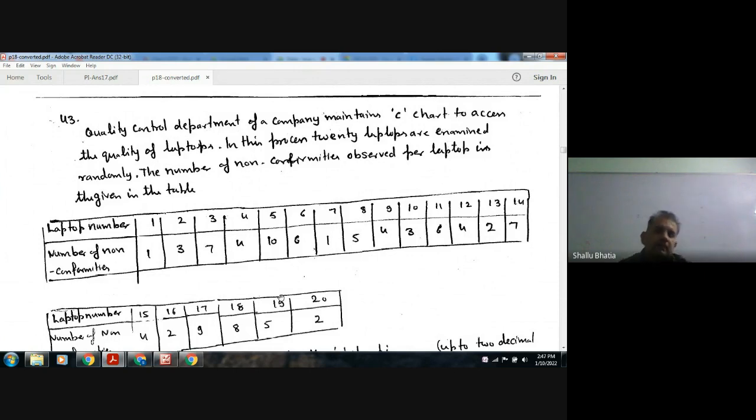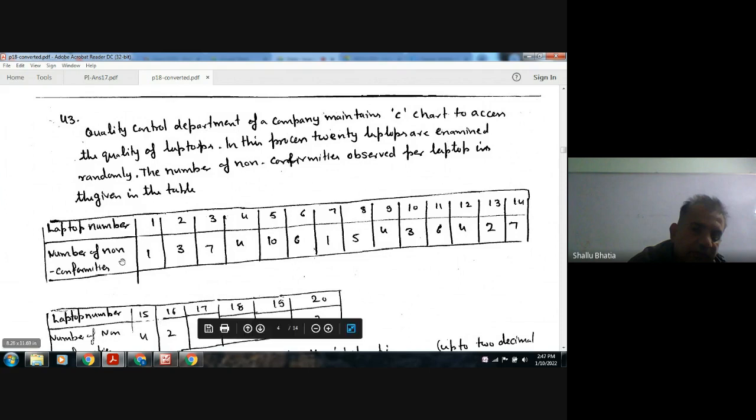Next, the quality control department of a company maintains a C chart to assess the quality of laptops. In this process, 20 laptops are examined randomly. The number of non-conformities observed per laptop is given in the table. These are laptop numbers 1 to 20, and the number of non-conformities are also given.